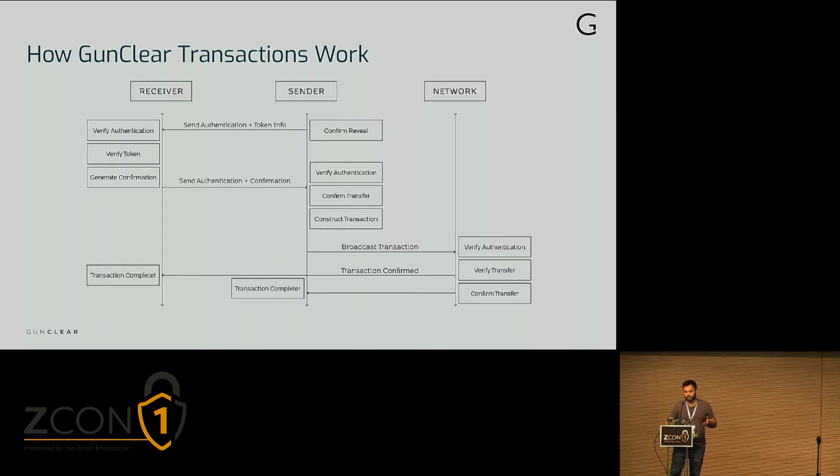If the receiver then agrees to this exchange, they will generate a received confirmation proof. And once that's complete, they'll reveal that to the sender. The sender will then confirm that transfer and also confirm or verify the proofs from the receiver. And then once that's all complete, it will broadcast all 4 proofs to the network, which will move the ownership from the sender to the receiver.